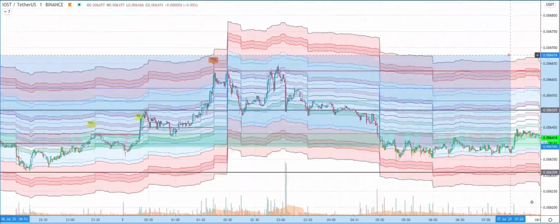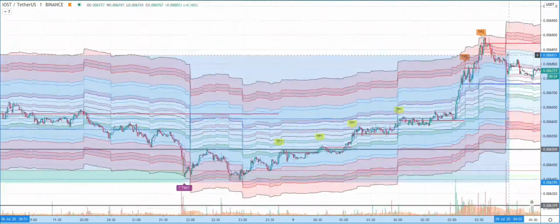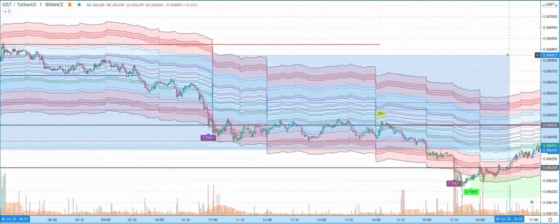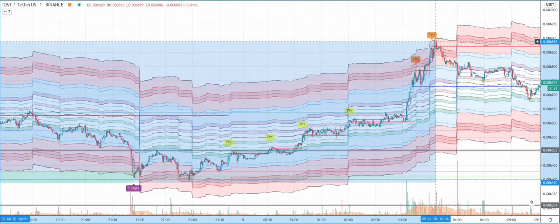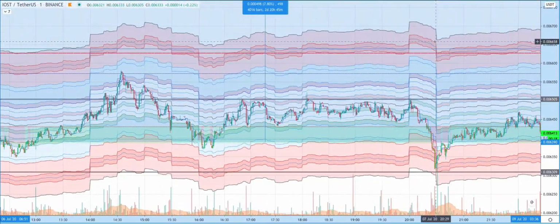July 6th through to the peak here. Is that the top? That looks like the top, so we'll take it. And let's see what we got. 7.8% profit in 2 days, 20 hours.